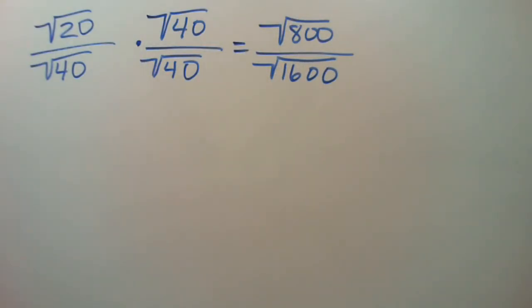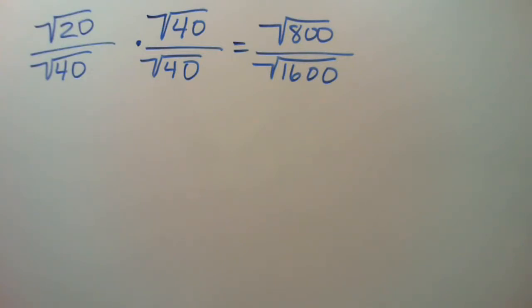Once you multiply this fraction by the denominator, you will be left with the square root of 800 over the square root of 1600. Looking at the numerator, the square root of 800, 800 is not a perfect square. So, to reduce the numerator, you want to break 800 down into 2 factors. For this problem, I'm going to use the factors 400 and 2 because 400 goes into 800 2 times and 400 is a perfect square because 20 times 20 equals 400.